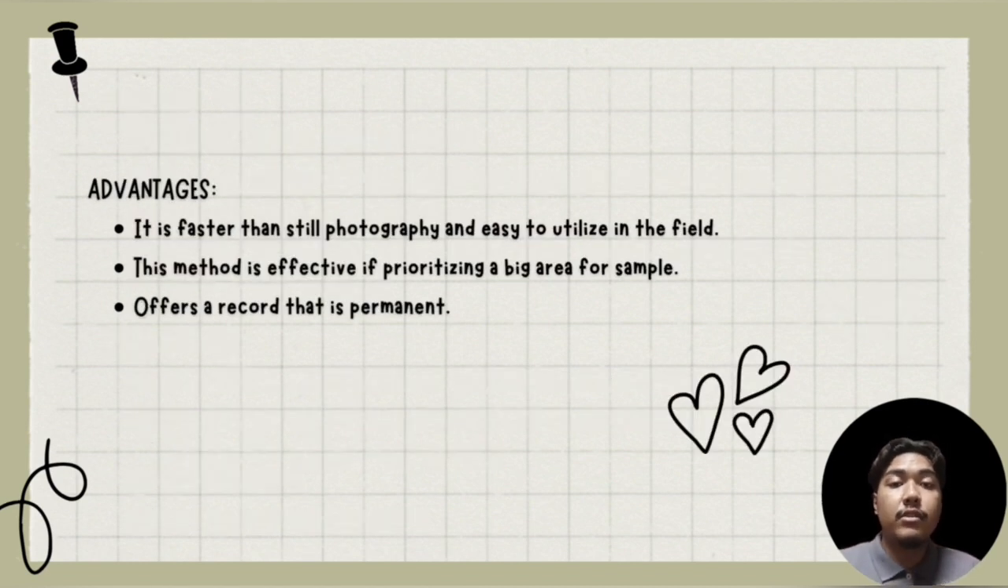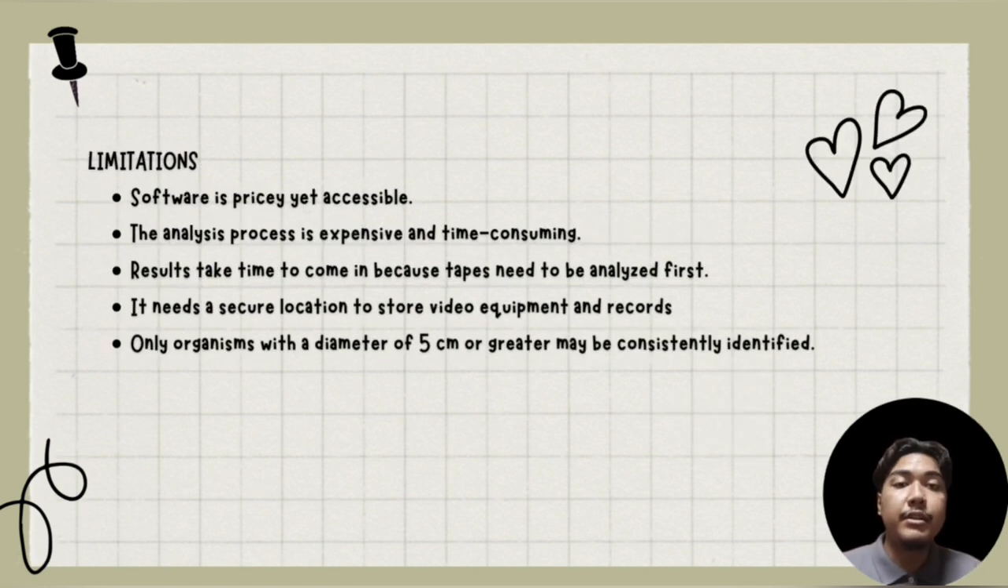So the first advantage of video transect is easy to utilize. Second, this method is effective if the area is big. Third, this method offers a record that is permanent. Some limitations of video transect are the software is pricey, the process is time consuming and expensive. And the last one is only organisms with a diameter of 5 cm and above can be identified.